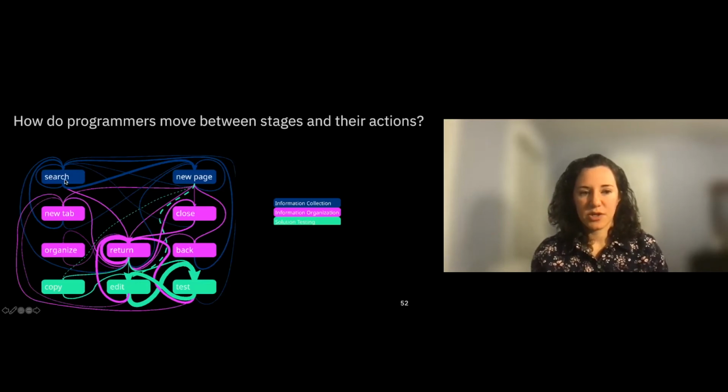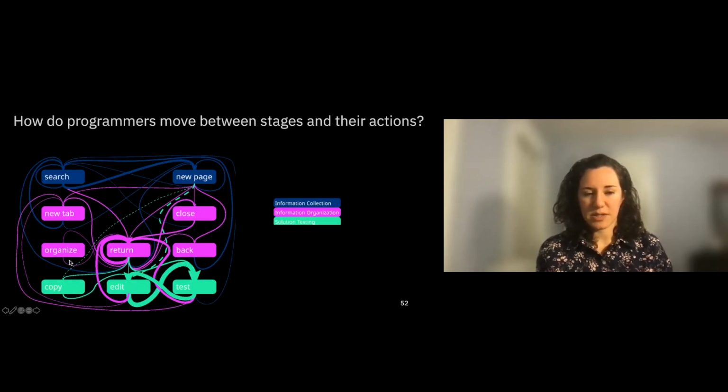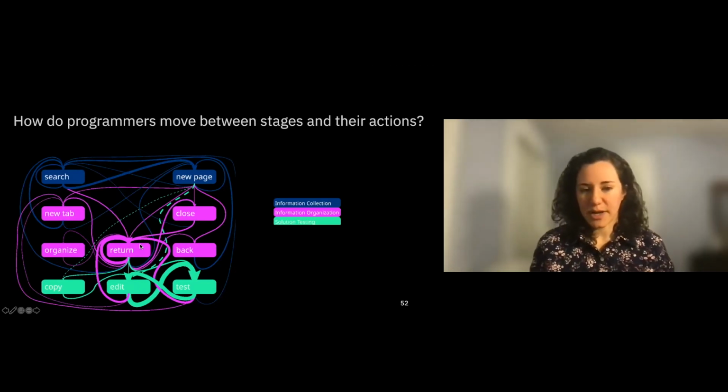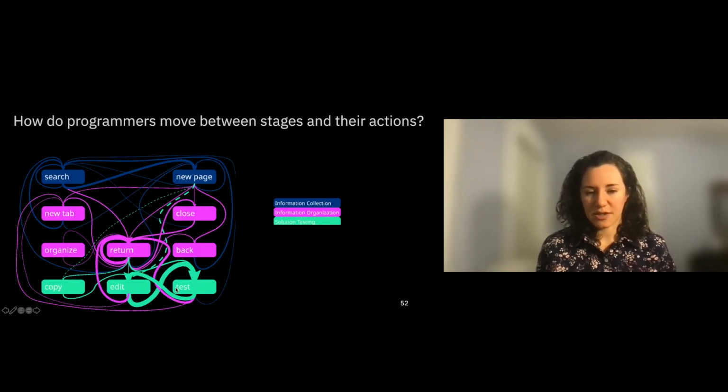So this chart shows, if somebody started in search, the frequency of how often they went to a new page after that. The thickness of the line is indicating how often that action took place. So the thicker lines took place more often, the thinner lines took place less often. And then we have each of the different stages of the model in different colors. So in information collection, people searched and then went to new pages. When they were organizing their information, they closed tabs, or they organized their tabs, or they went back to tabs that they had gone to in the past. And then there were solution testing actions where people were editing and testing their code. And so with the thickness of the lines, you can see where the most frequent actions were.